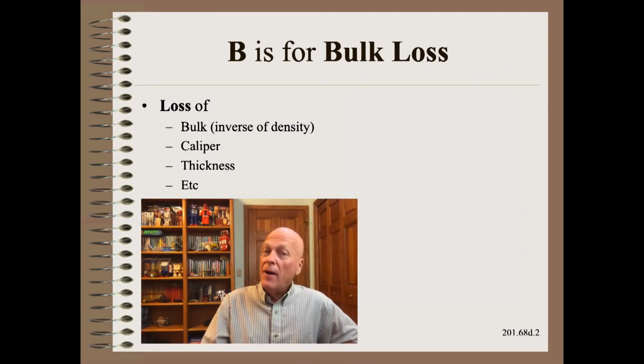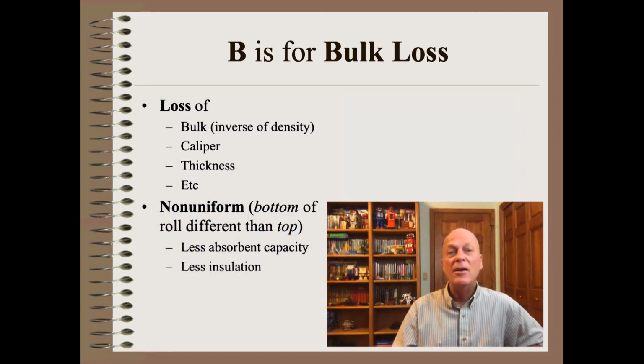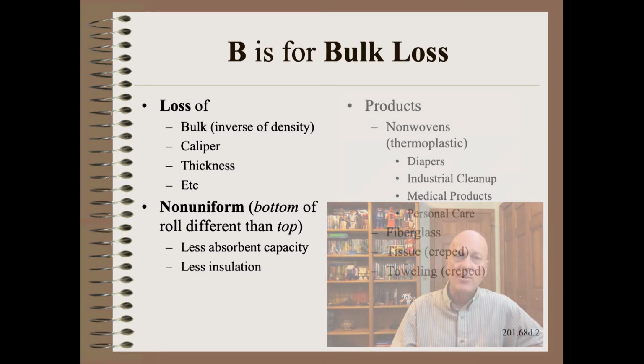Bulk loss is defined as the radius-dependent loss of bulk, caliper thickness, or some other associated test property that is caused by the web yielding under interlayer pressures inside the wound roll. While thickness itself may be the measure, it is often other properties such as absorbent capacity or insulating R value that is of greater concern to QA and your end-use customer.